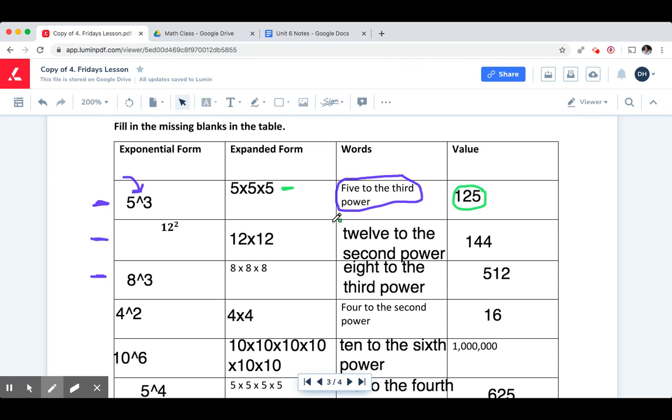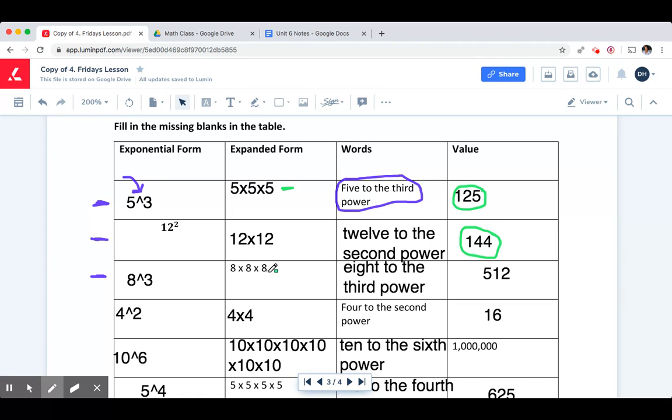Number 2, we were given 12 as a base, 2 is our exponent. So I know that 12 is being multiplied by itself 2 times. That's equal to 12 times 12. In words, we'd write that as 12 to the second power. 12 is our base, and it's being multiplied by itself 2 times. 12 times 12 is equal to 144.